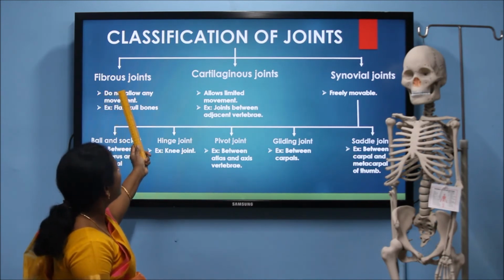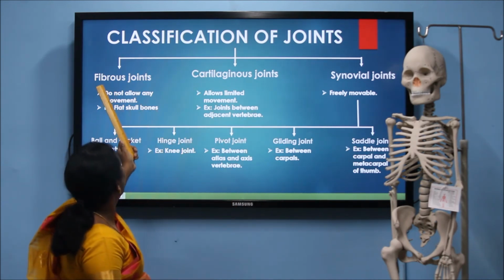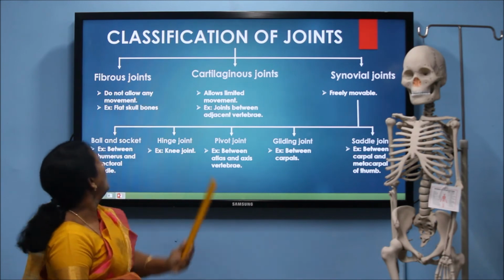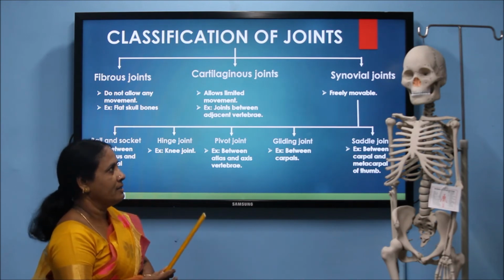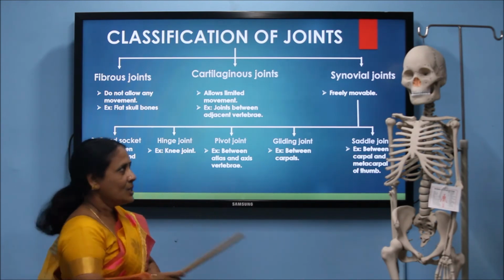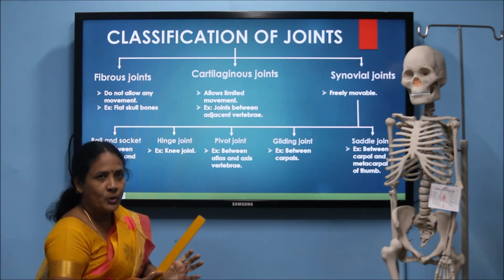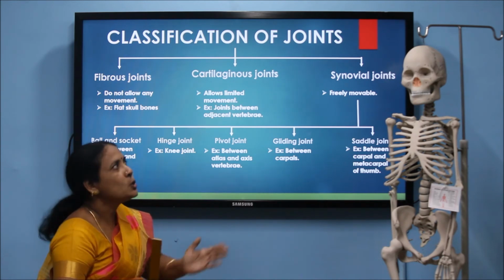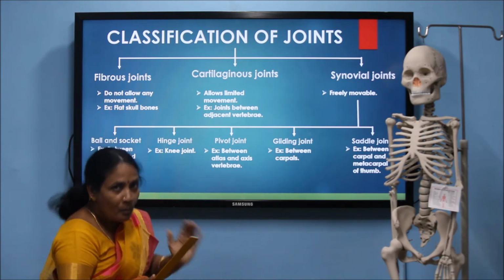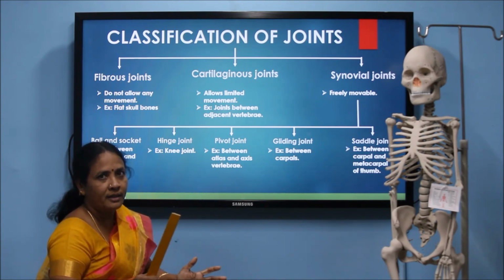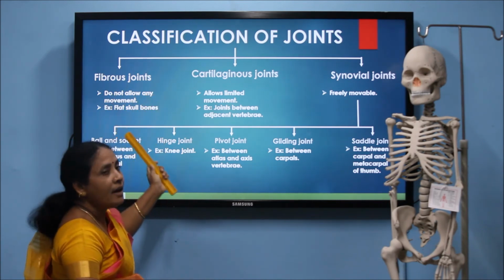There are fibrous joints, cartilaginous joints and synovial joints. Fibrous joints do not allow any movement, so we can call it an immovable joint. The example is the skull. The cranium is made up of 8 flat bones and they are joined by means of sutures. They will not move, they are tightly joined together.